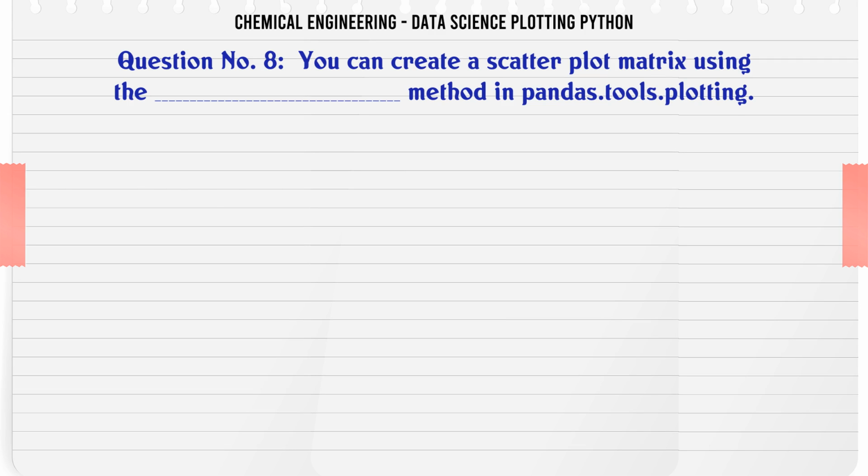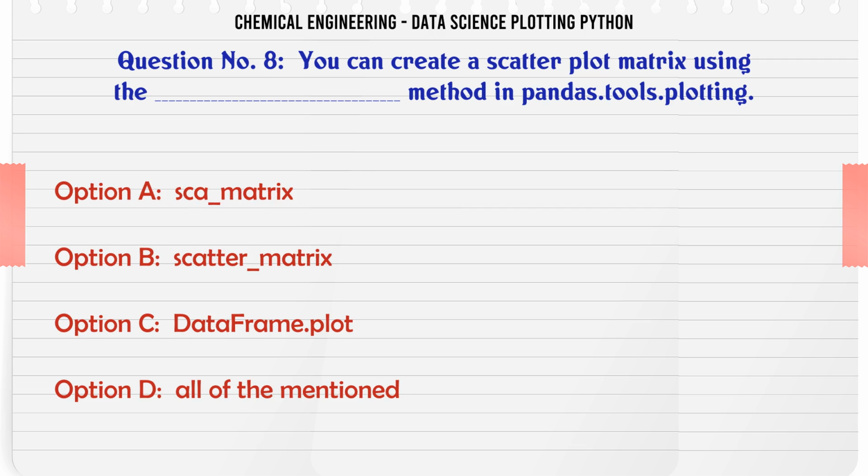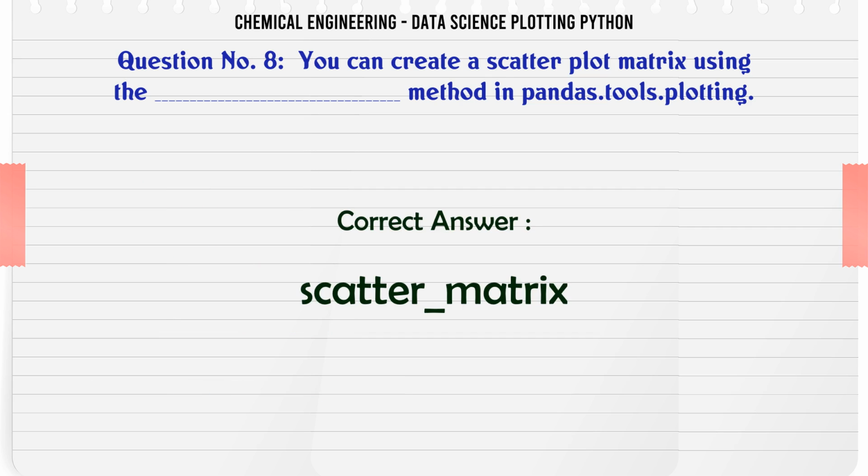You can create a scatter plot matrix using the method in pandas.tools.plotting. A. Scar matrix. B. Scatter matrix. C. DataFrame.plot. D. All of the mentioned. The correct answer is scatter matrix.